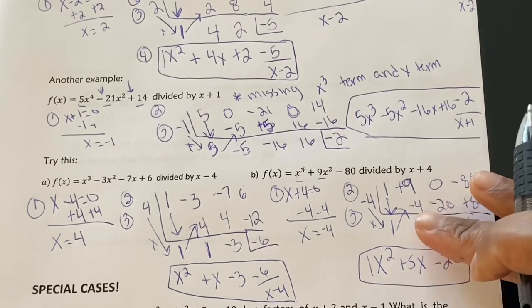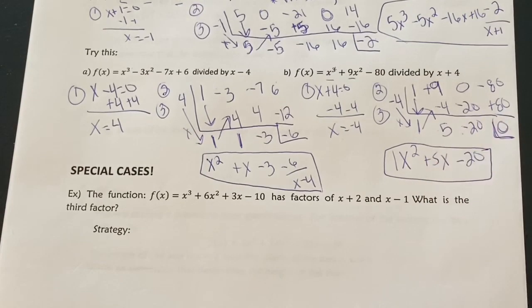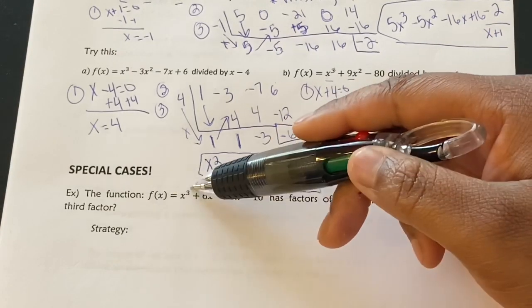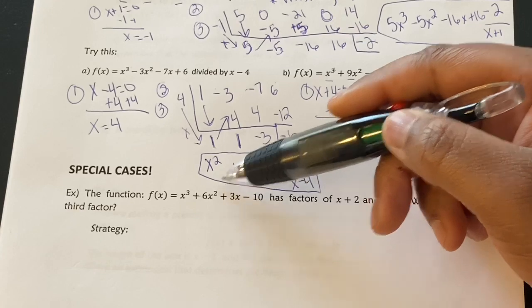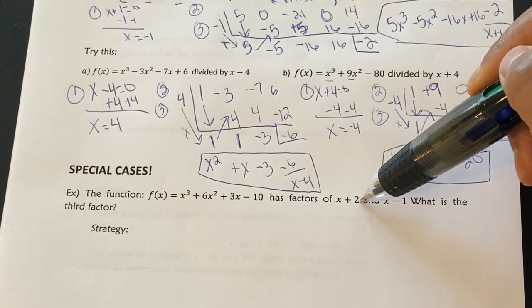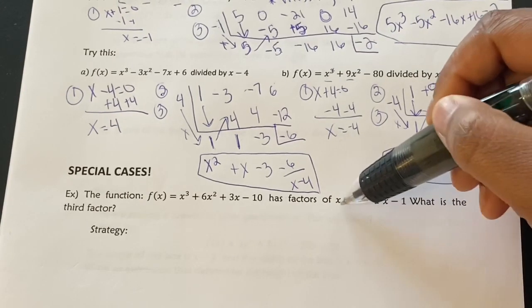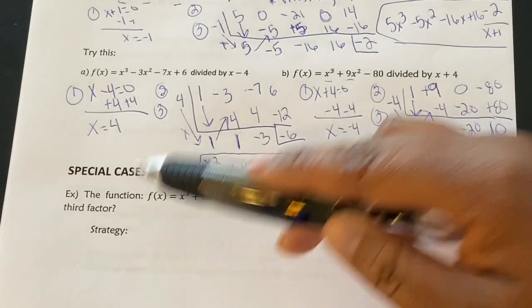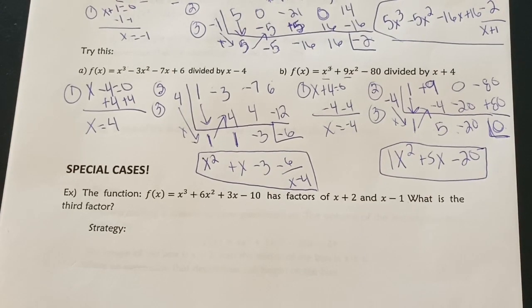There are some special cases where I will ask you, what are the other factors? And it won't be with a quadratic equation or formula, it will be with a polynomial. It could be with a polynomial of degree 4, 5, 6. It could be any of those degrees. So if I ask you, the function f of x equals x cubed plus 6x squared plus 3x minus 10 has factors of x plus 2 and x minus 1. So I'm telling you, these two are the factors. X plus 2 is a factor and x minus 1 is a factor. What is the third factor? Tell me, what is the last factor?